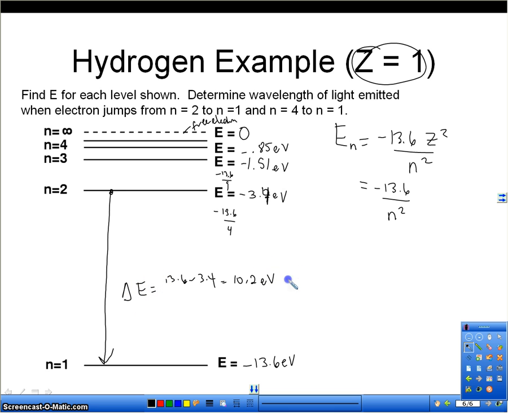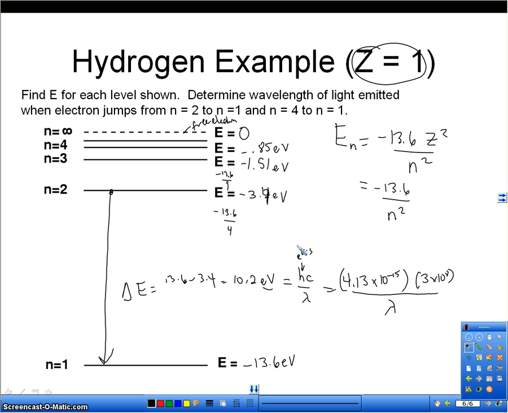Now to figure out what that wavelength is, I'm going to set that energy difference equal to hc over lambda. And that's going to allow me to calculate this. So since my energy is in electron volts, I'm going to use the h value that is in electron volt seconds. If my energy was in joules, I would use the h value that has the joules. So this is going to be equal to 4.13 times 10 to the minus 15 times 3 times 10 to the 8th, and then divided by the wavelength. So I'm going to solve for the wavelength.